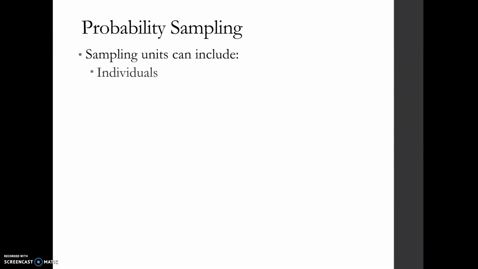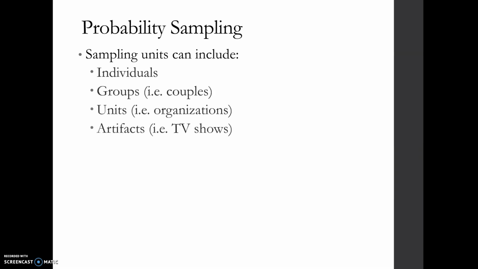And sampling units can include individuals, groups, units, or sometimes even artifacts. Let's say the population you define is all the married couples living in Nacogdoches. Then your sampling unit is really a group, the married couple. You don't sample individuals anymore, so each couple will be one unit. Or you can study all the non-profit organizations in the US, then your sampling unit will be each organization. So it doesn't have to be an individual all the time.